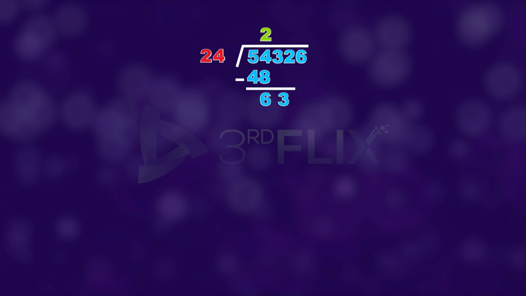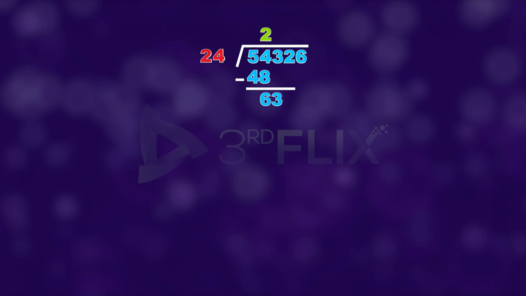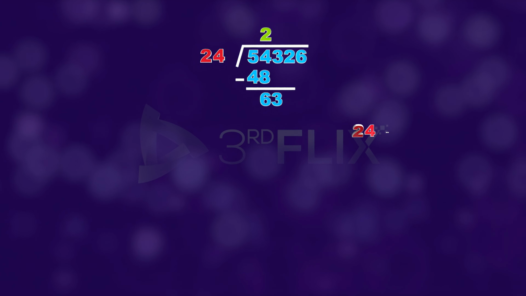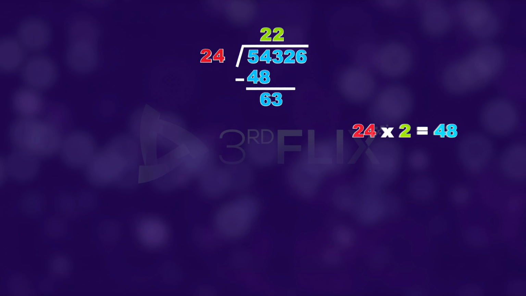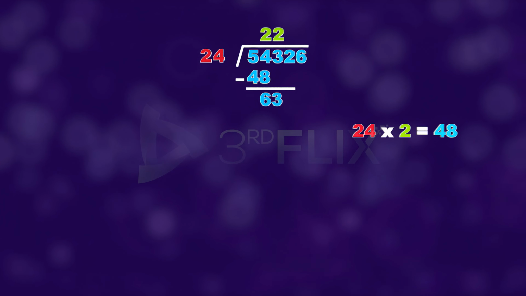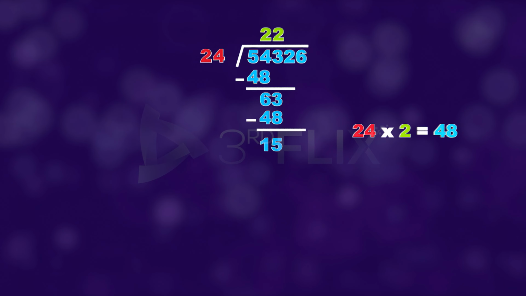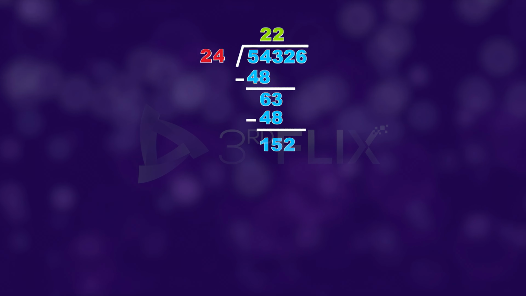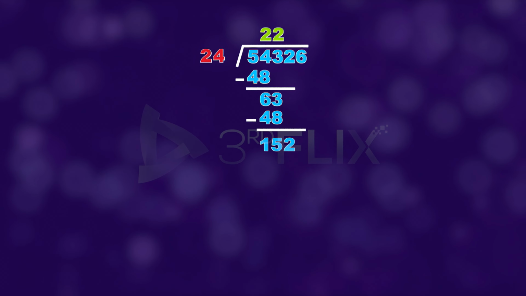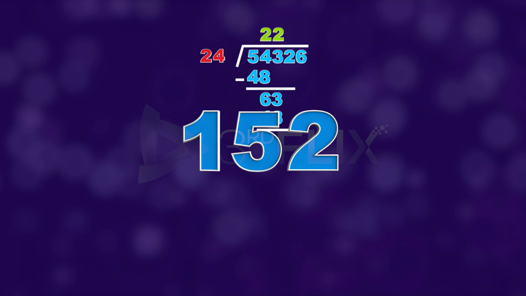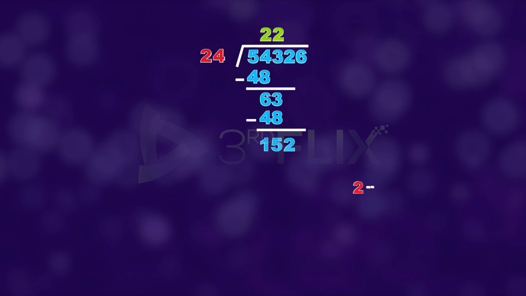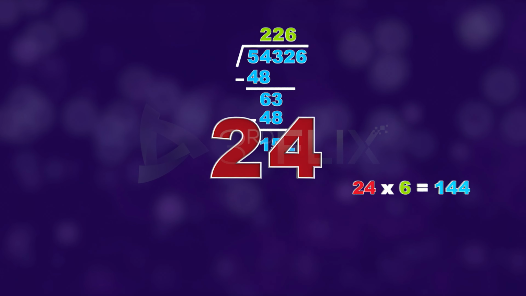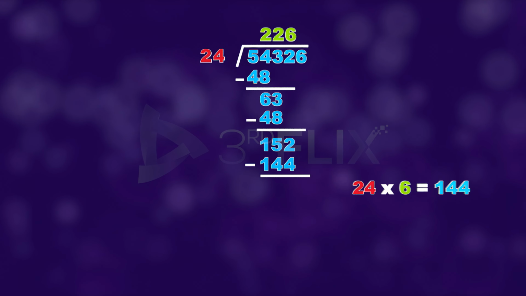Now bring down 3 and club with 6. So the number is 63. Goes 2 times in 24 table and left with 15. Now bring down 2 and club with 15. So the number is 152. 152 goes 6 times in 24 table and left with 8.